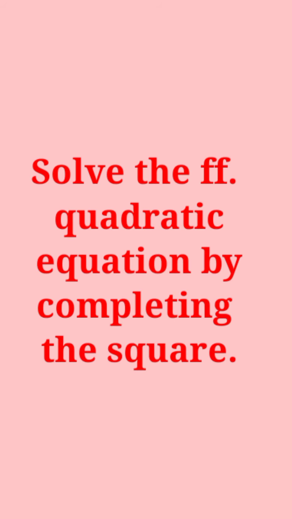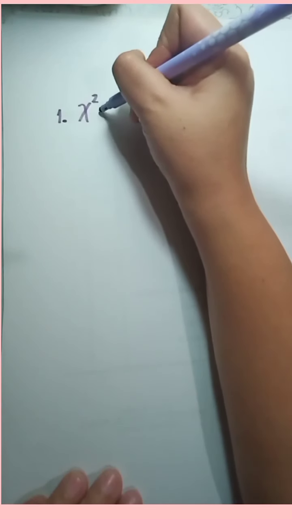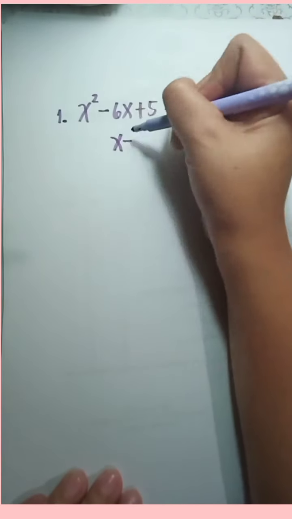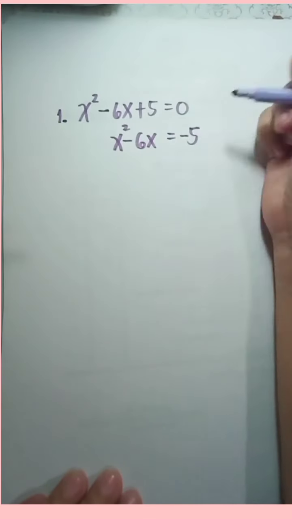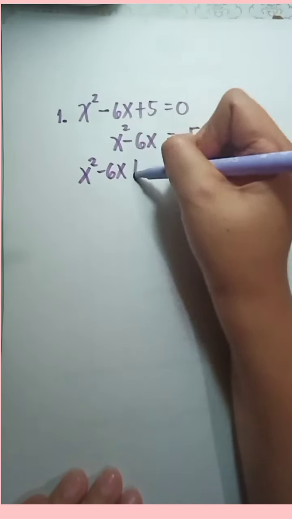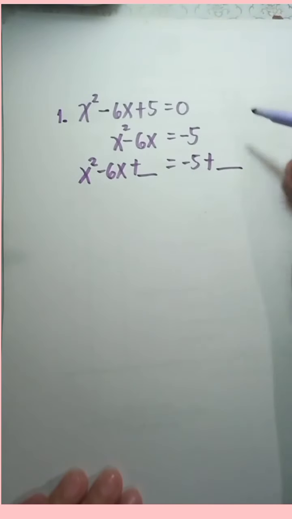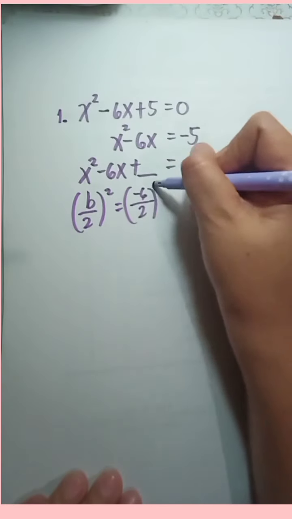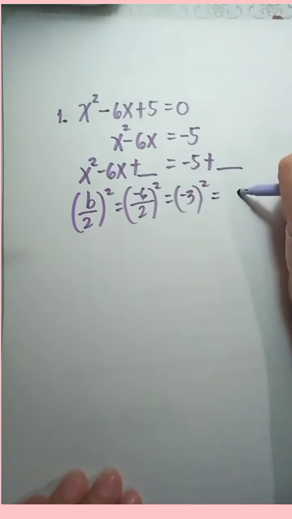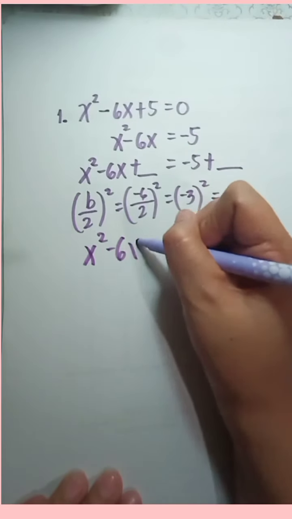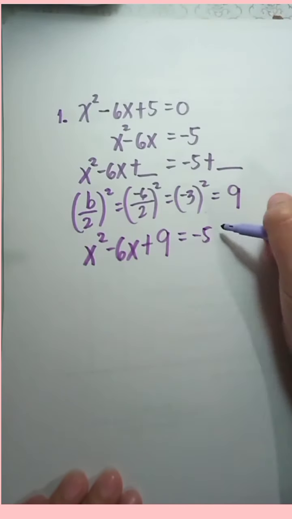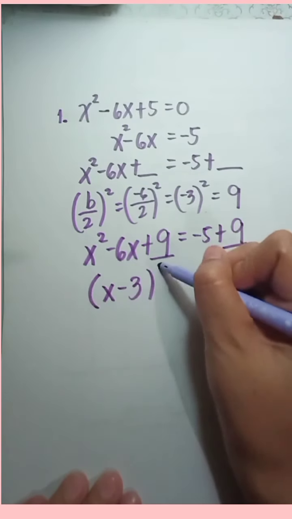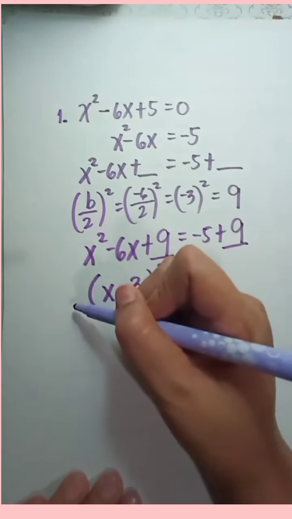So for example, we are going to solve the quadratic equation by completing the square. Number 1 is x squared minus 6x plus 5 equals 0. So x squared minus 6x is equal to negative 5. And then, get the third term by dividing b by 2 and then square it. So negative 6 over 2 is negative 3. Square it, so 9. So x squared minus 6x plus 9 is equal to negative 5 plus 9. And express it as the square of a binomial. So (x minus 3) squared is equal to 4.